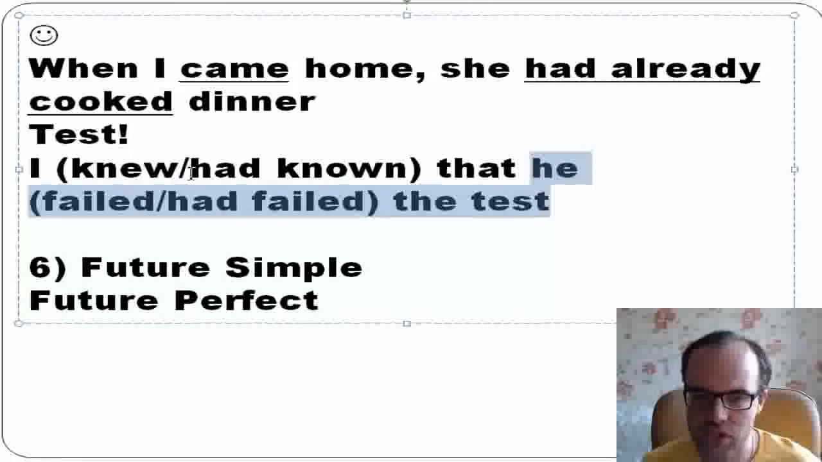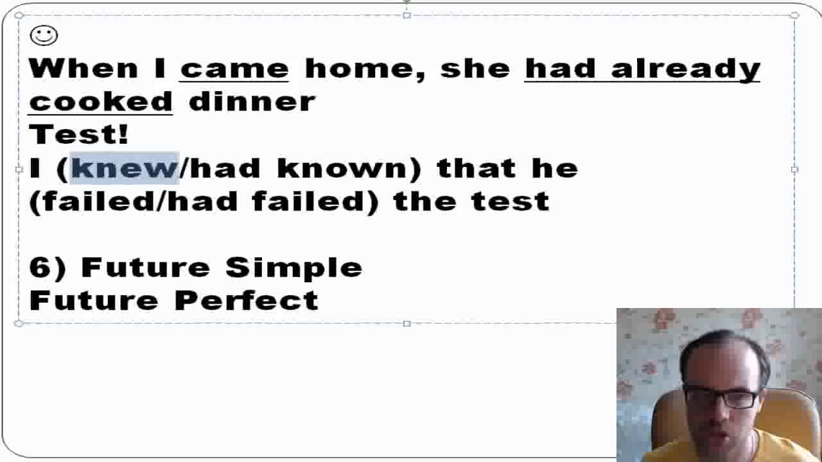So the first action is about the past. You need to use past simple. Look, I knew that. And the second action is about the past too, but it happened earlier, so you need to use past perfect. So I knew that he had failed the test. Okay? I think that's clear.